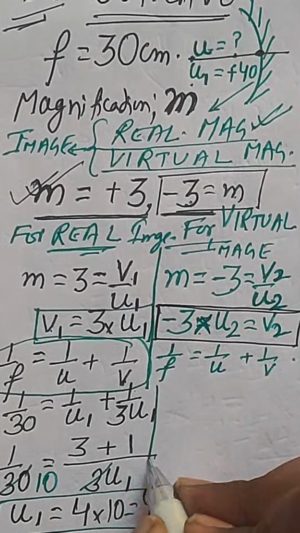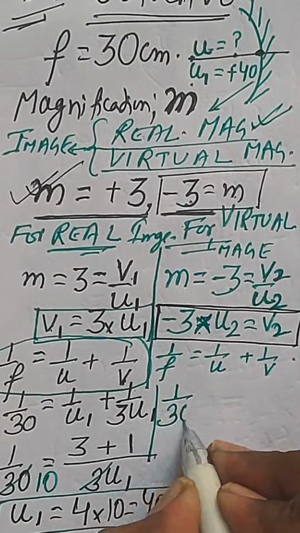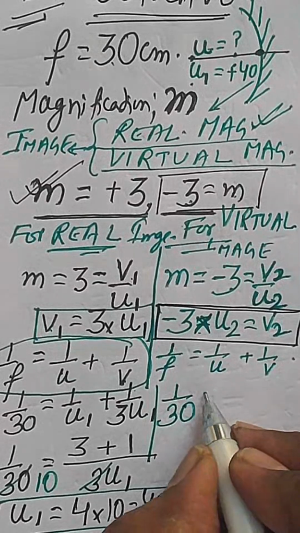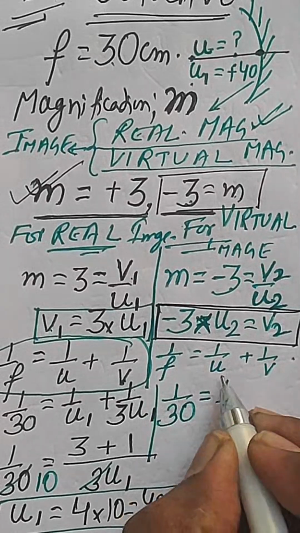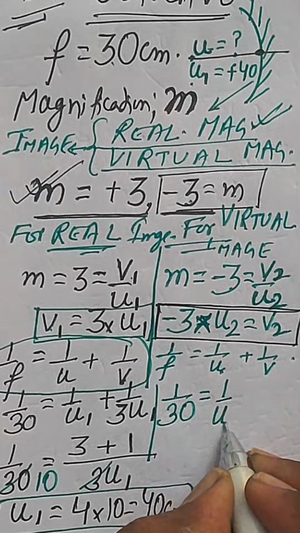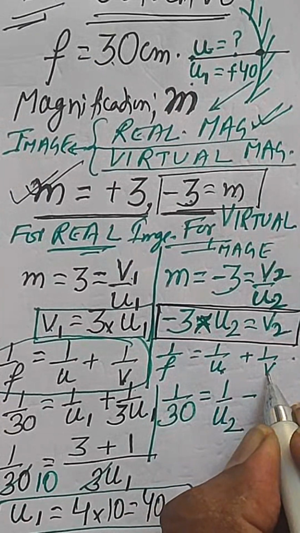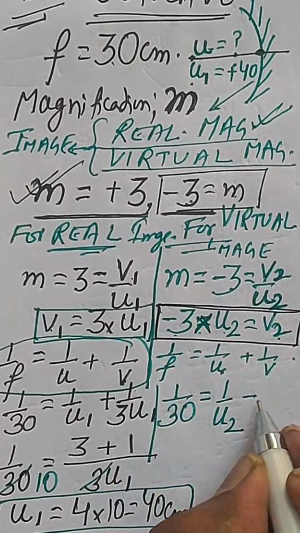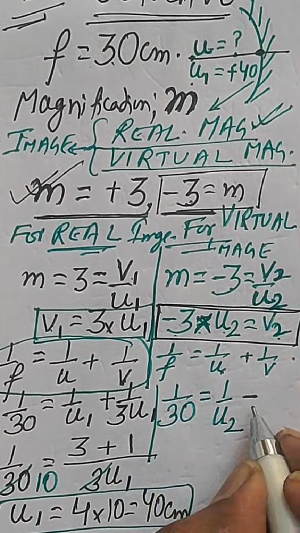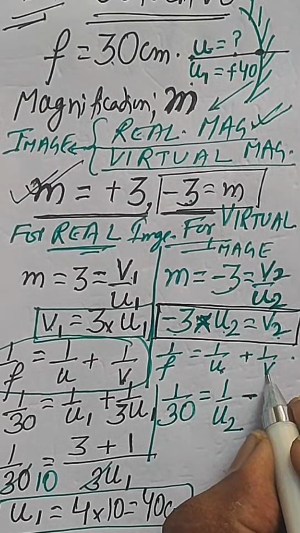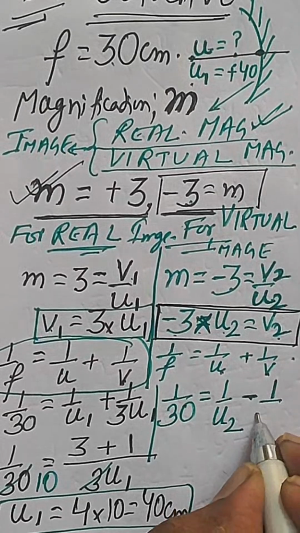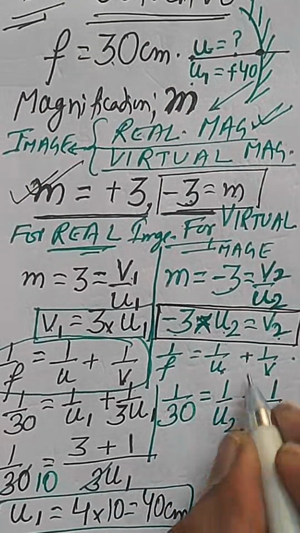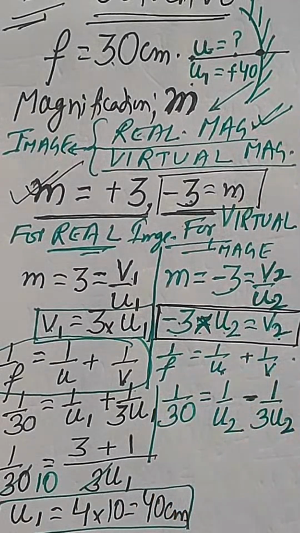This will give you 1 by 30, as the focal length of 30 is already given to you. 1 by 30 is equal to 1 by u. In place of u, just write u2, and in place of v2, just write minus 3u2. So the sign of this plus will be changed to minus, because in the denominator it is minus. So we can write, in place of v2, 3u2, and this minus comes over here, right?